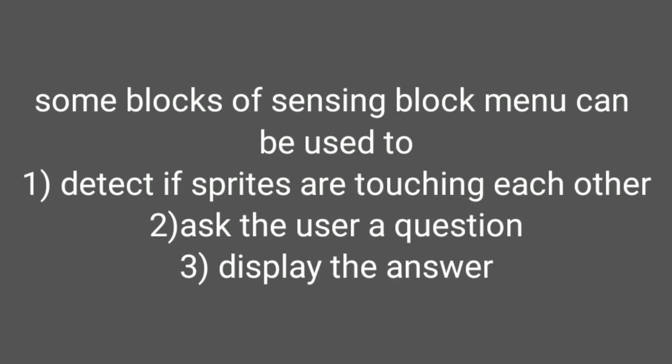If you are seeing a blue colored block in the list, it means that it is a sensing block menu. Okay, and all these blocks are programmed in order to identify all the activities that are occurring inside a project. And some of the uses of sensing block menus are, they will detect whether the sprites are touching each other, or they will be asking the user a question, or they can be used for displaying the answers. Okay, these are some of the activities which the sensing block menu detects.